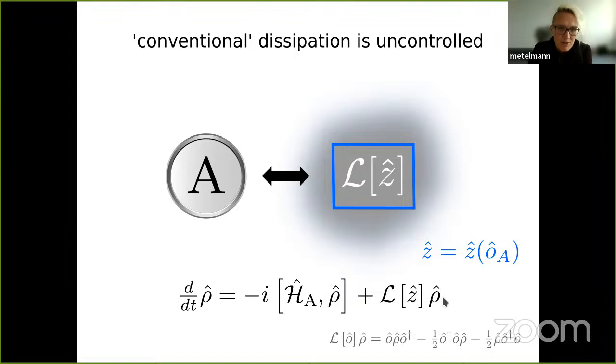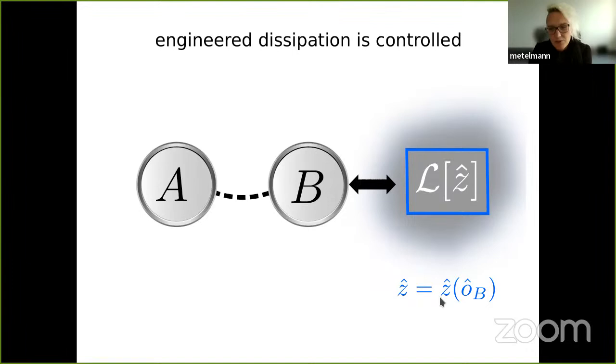So I want to talk about what we call engineered dissipation. And this is what I would consider as controlled. And here we have our main system A, which is now coupled to a system B, but in a controlled manner, meaning I can turn this coupling between A and B on and off, and I have control over it. And now our system B, it's like an auxiliary system, is coupled to the bath, to the environment. And the jump operator now of our Lindbladian is actually a system B operator.